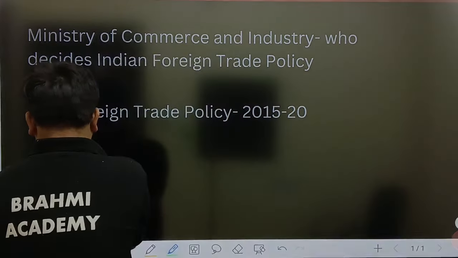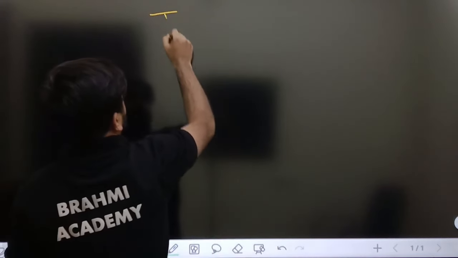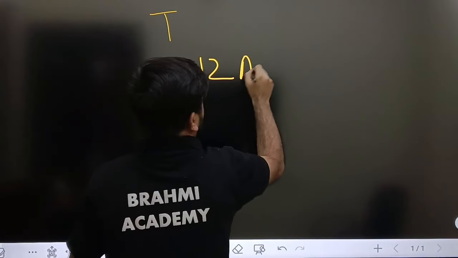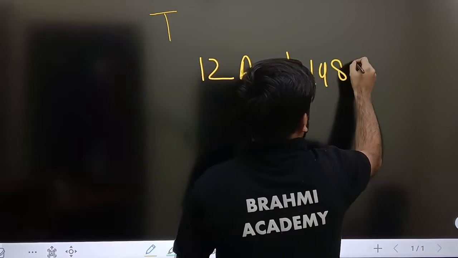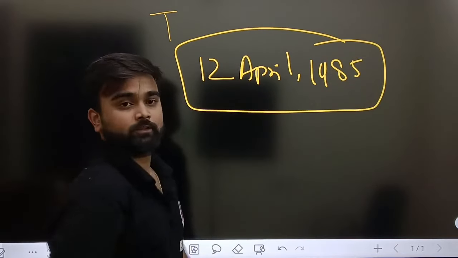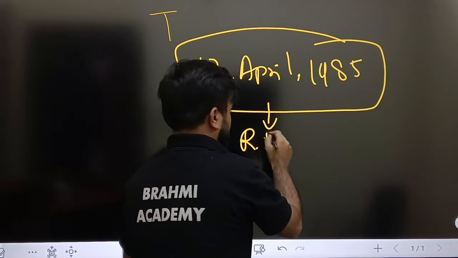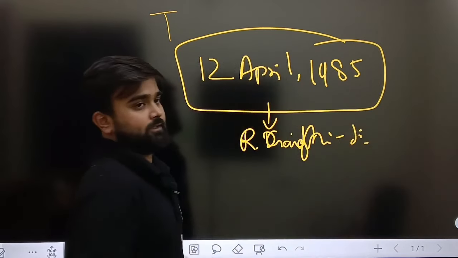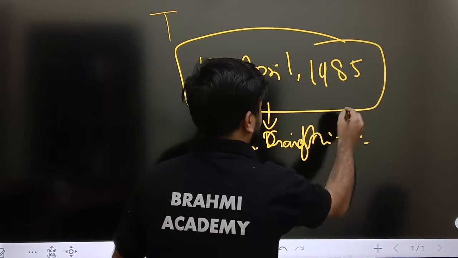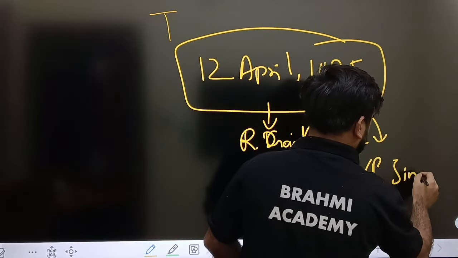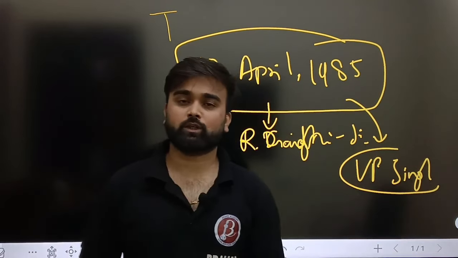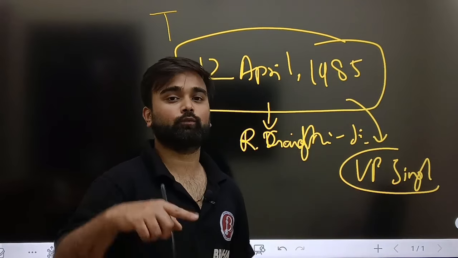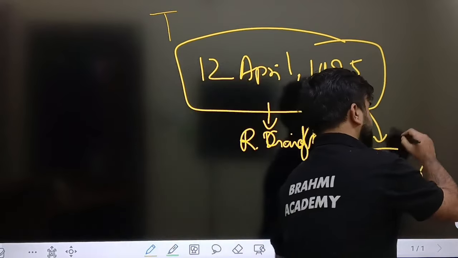Now let's get to the background where it all started. The year was 12th April 1985. It was Rajiv Gandhi's government. And the minister I'm talking about here was VP Singh, who later became the Prime Minister of India also, close to 90. And he was the one who damaged Rajiv Gandhi's career also, in the Bofors scam that was there. He is Mr. Clean, as people say.